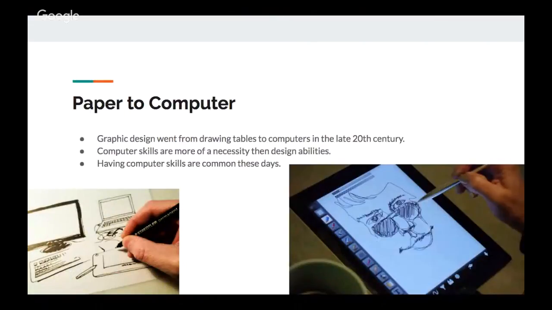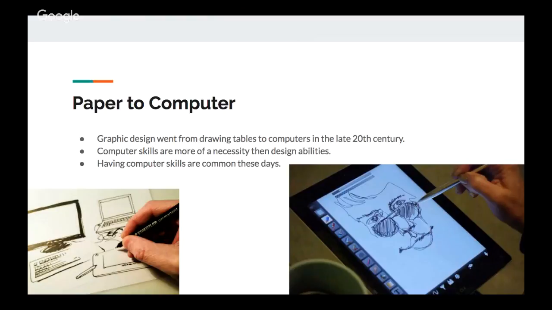When graphic design was moving from paper to computers, computer skills were more of a necessity than design abilities. Computer graphics design programs were complex and hard to use for the majority of people. However, if you were very familiar with the use of computers, you could gain sufficient knowledge of design to get a job as a graphic designer without having to go through a secondary education.